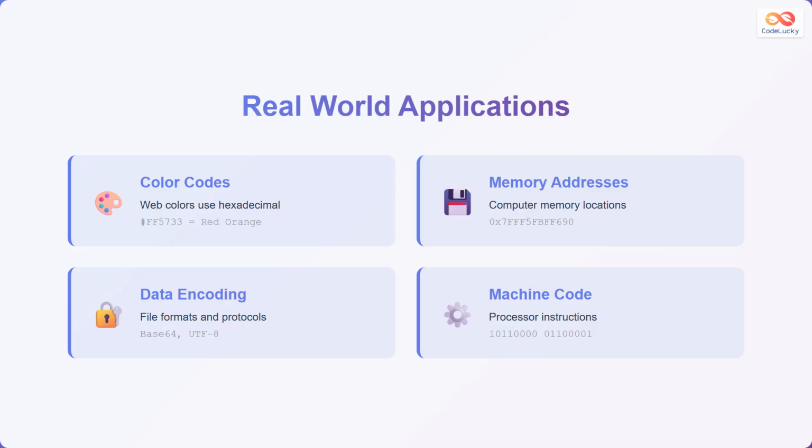Let's explore some real-world applications of these number systems. In color codes, web colors use hexadecimal, such as FF5733, which represents red-orange. In memory addresses, computer memory locations are represented in hexadecimal, such as 0x7FFF5FBFF690. In data encoding, file formats and protocols use binary, such as base 64 and UTF-8. And in machine code, processor instructions are written in binary, such as 1011000011000001.